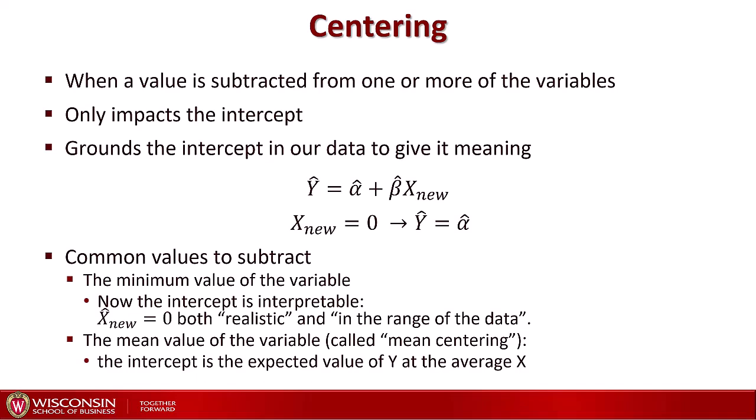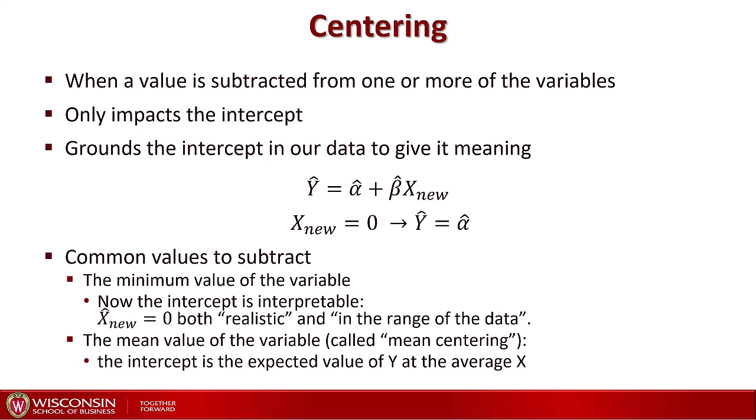So now, when we have changed x to x new by adding or subtracting some value, hopefully when x new equals 0, then the y hat is equal to alpha hat, and this has some meaning that it didn't have before. For instance, when we subtract the minimum value of the variable x, now the intercept is interpretable because x new equals 0 is both realistic, it happened, it's the minimum value in our dataset, and it is in the range of our data.